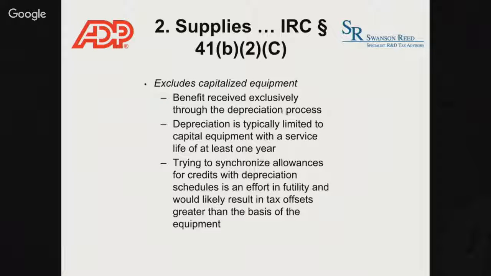Okay, so we already touched on this a bit in the previous slide when discussing the definition of supplies, but just to reiterate, supplies excludes capitalized equipment as the benefit is received exclusively through the depreciation process and cannot be brought into calculating QREs for the R&D claim. Depreciation is typically limited to capital equipment with a service life of at least 1 year. Overall, trying to synchronize allowances for credits with depreciation schedules is an effort in futility and would likely result in a tax offset greater than the basis or original cost of the equipment, which is why the IRS will not allow capitalized equipment to be used as a QRE for the R&D claim.